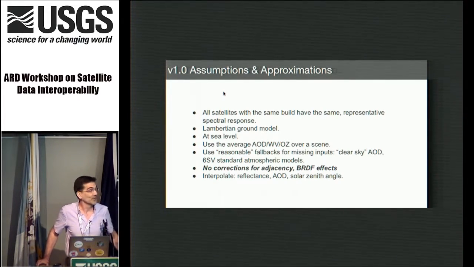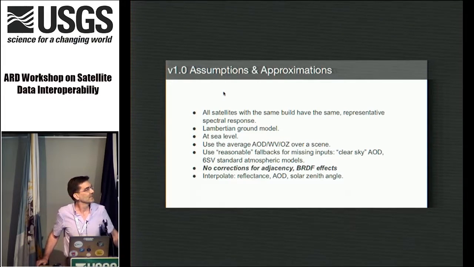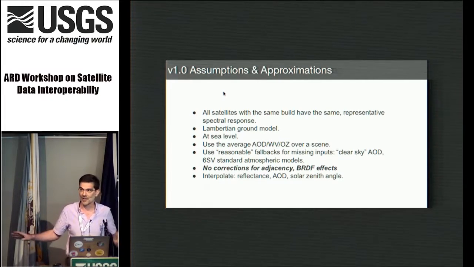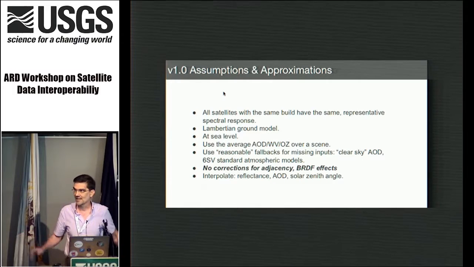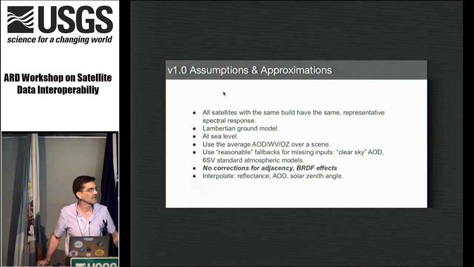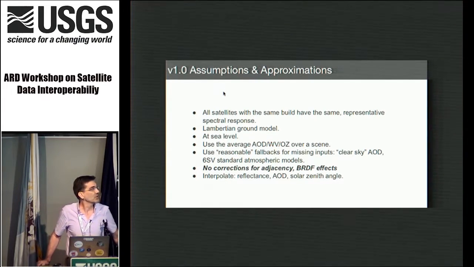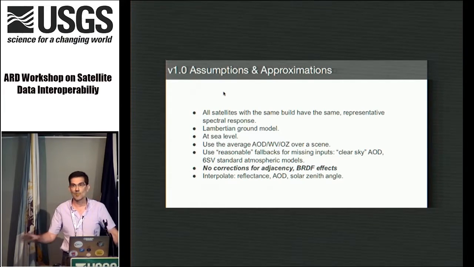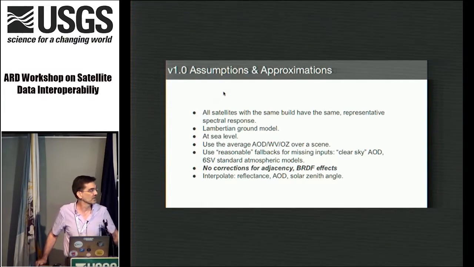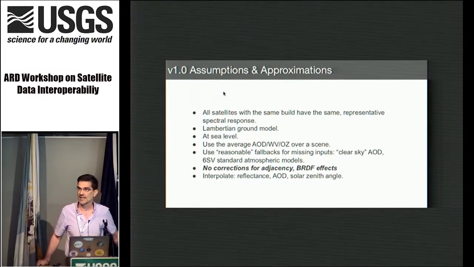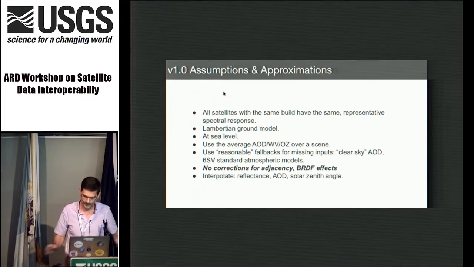We use what we think are reasonable fallbacks, but we call those out when they are used, so users have it in the metadata and they know when that's done. We don't do any corrections for adjacency or BRDF effects. And we interpolate between tables only for certain values, in this case for reflectance, AOD, and the solar zenith angles. For the other ones we use the closest table that has that value.